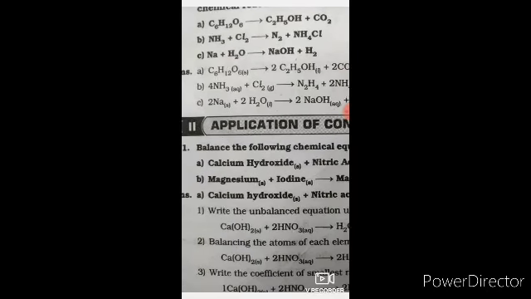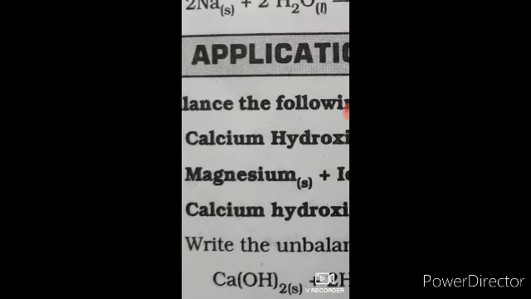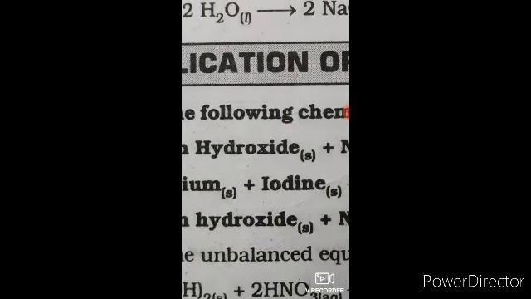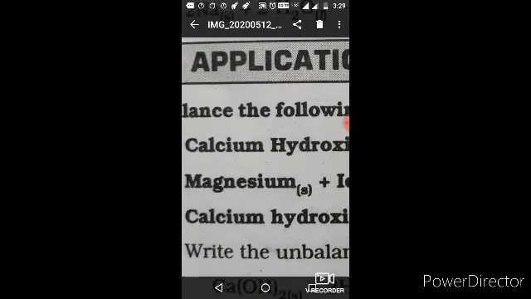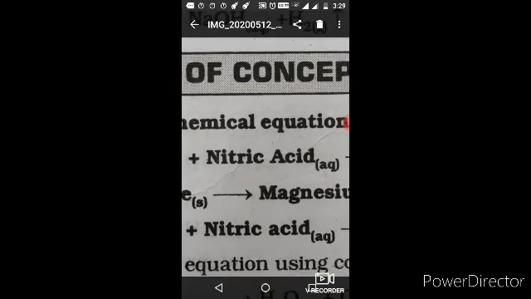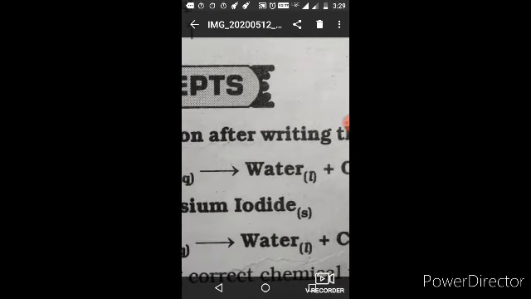They will ask in word form. You can watch below. See, A. Below: balance the following chemical equations. In A, when calcium hydroxide reacts with nitric acid, it forms calcium nitrate and water. So write the equation in shortest form and balance it.